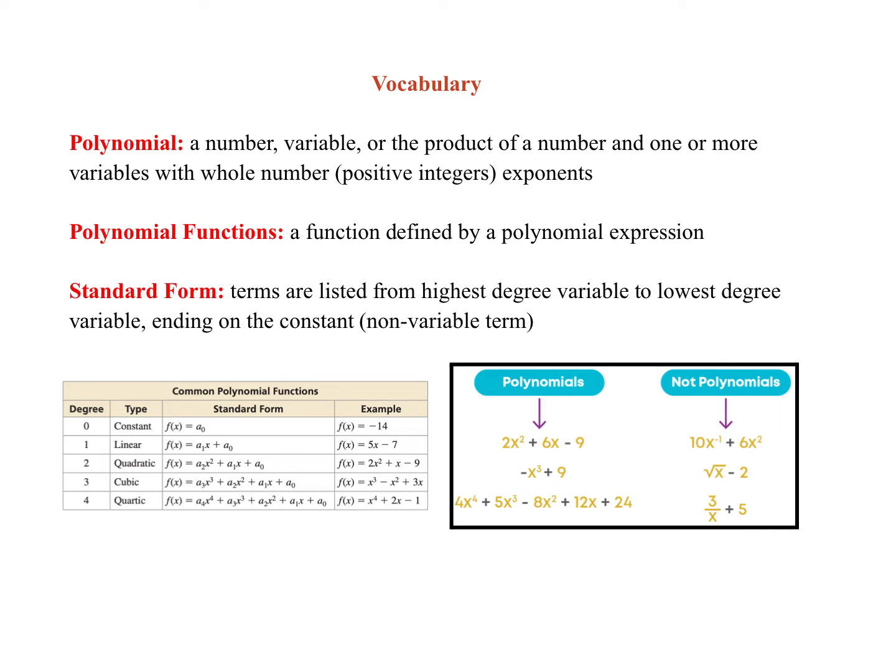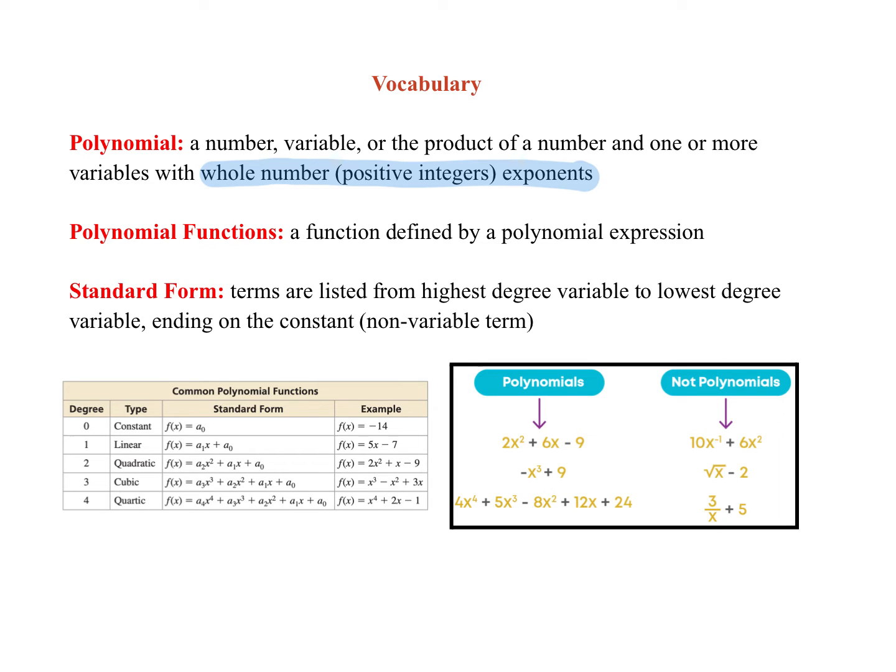So before we start talking about graphs of polynomials, there's some important vocabulary we need to know. First, just generally, what is a polynomial? It's a number, variable, or the product of a number and one or more variables with whole number exponents. That's the key to these. Whole number exponents, meaning positive integers.